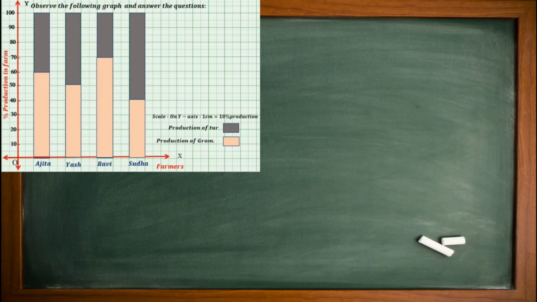Observe the following bar graph and answer the questions. So here is a bar graph on your screen. Okay, so first question, state the type of bar graph. It is a percentage bar graph.